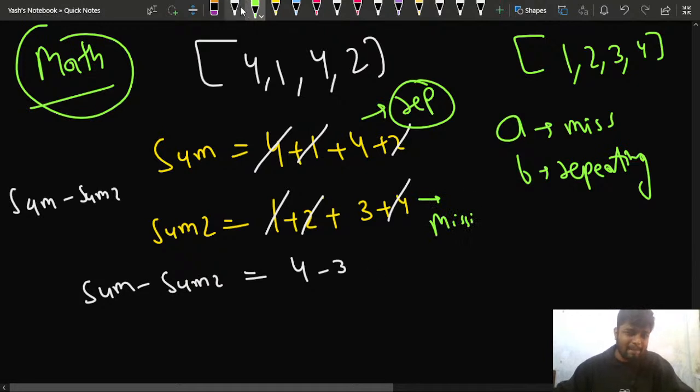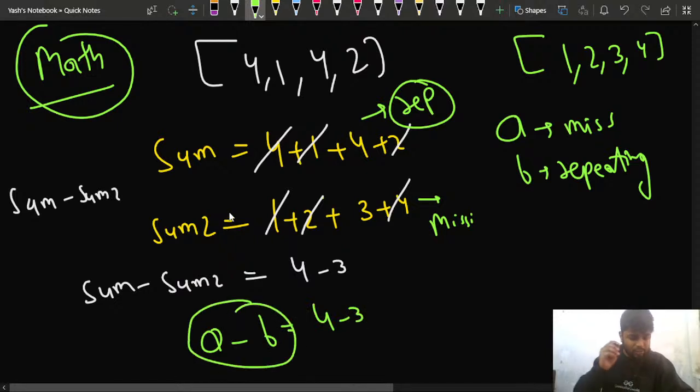So I can develop an equation. Let's say the missing number is a and the repeating number is b. So I can say that a minus b is 4 minus 3. Let's say I have got a minus b, right? Have you understood this part? Please give me a +1 in the chat if you understood what a minus b is. A minus b is nothing but the missing number minus the repeating number, right? This part is clear, right?